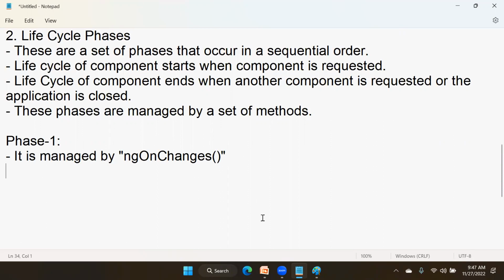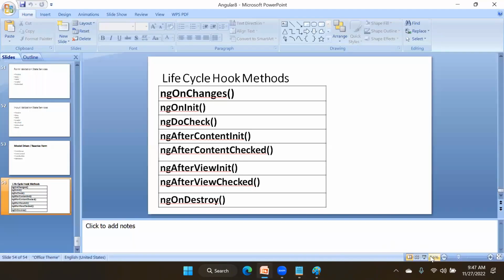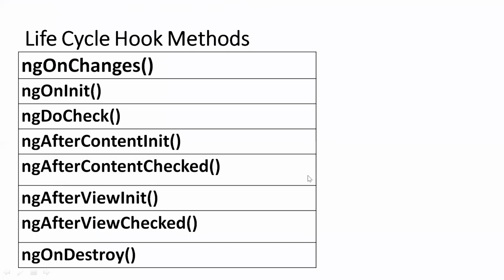There are so many life cycle hook methods. Actually, these are the life cycle hook methods: ngOnChanges, ngOnInit, ngDoCheck, ngAfterContentInit, ngAfterContentChecked, ngAfterViewInit, ngAfterViewChecked, and ngOnDestroy. These are the major component lifecycle phases, which we are going to discuss one by one in detail. Remember, the first phase is ngOnChanges. Now, what happens here?